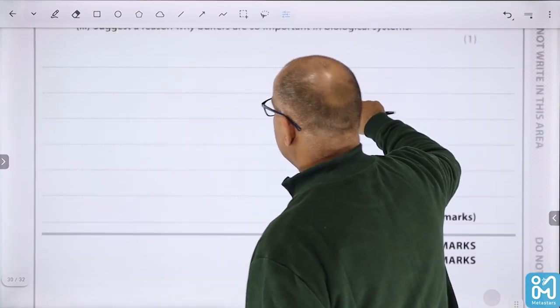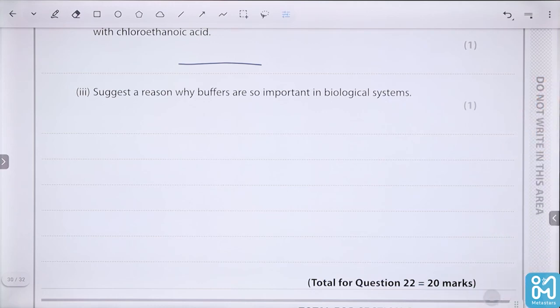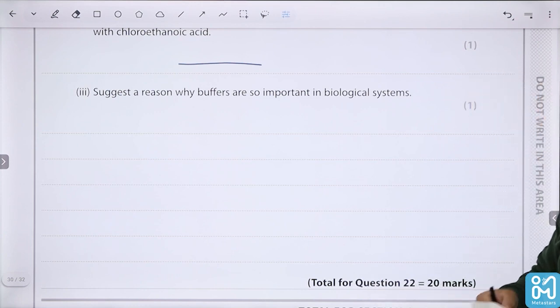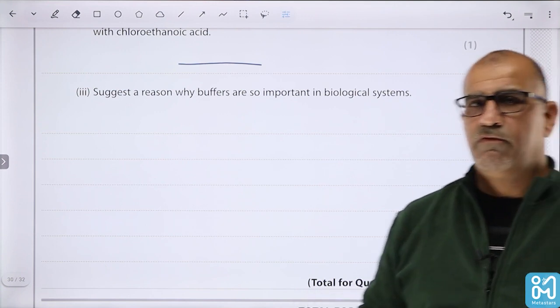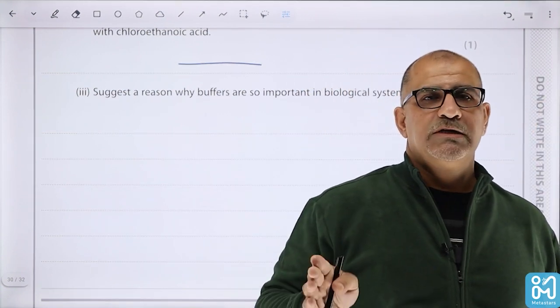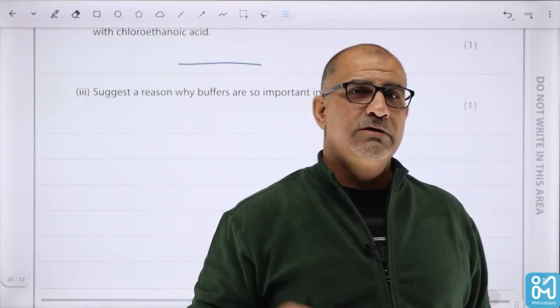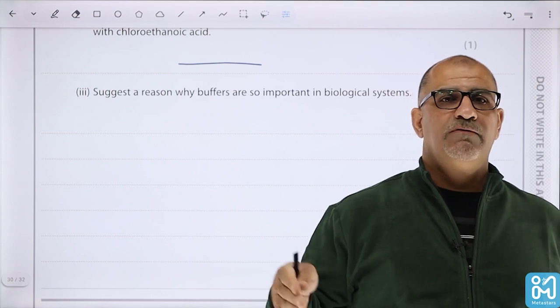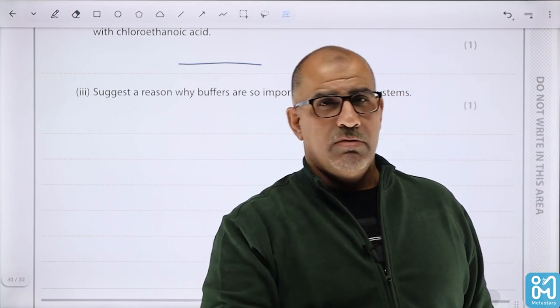And the last question is, he's asking you to suggest the reason why buffers are so important. We have a lot of importance for the buffer solution, like it's important for enzyme function, or it will preserve the acidity of the blood. And if you return to the mark scheme, you will find a lot of different answers. Please try to memorize them.